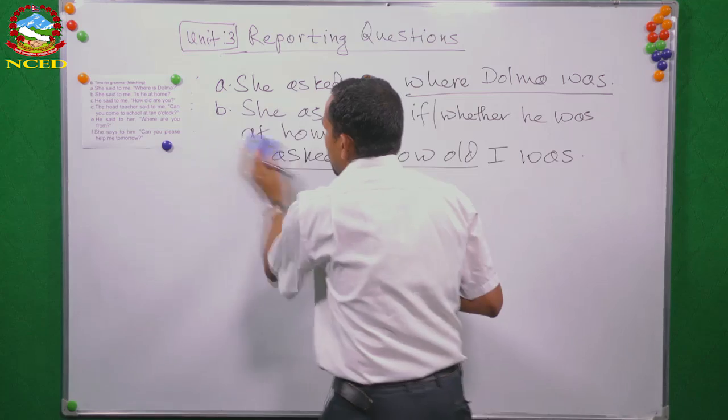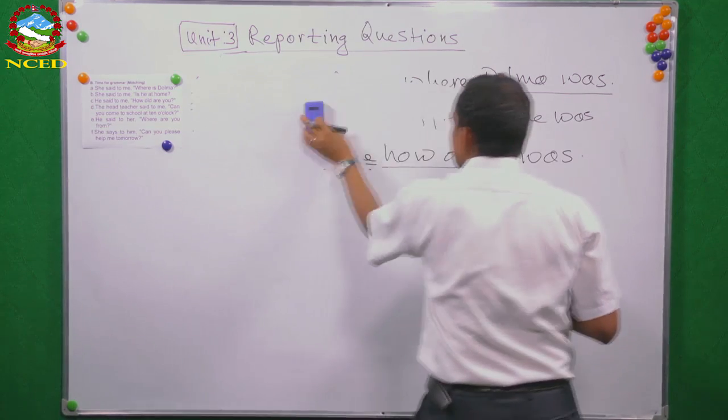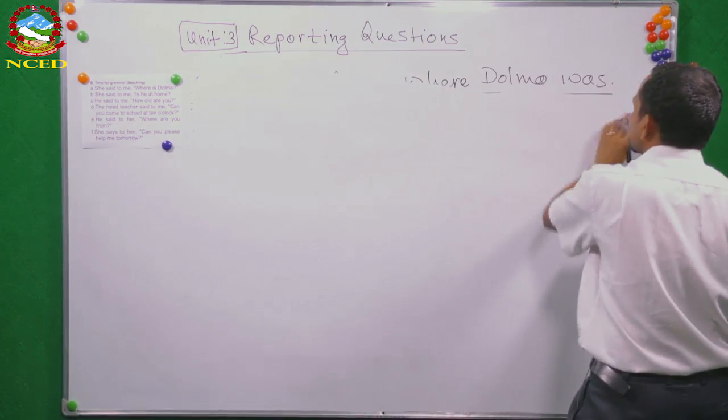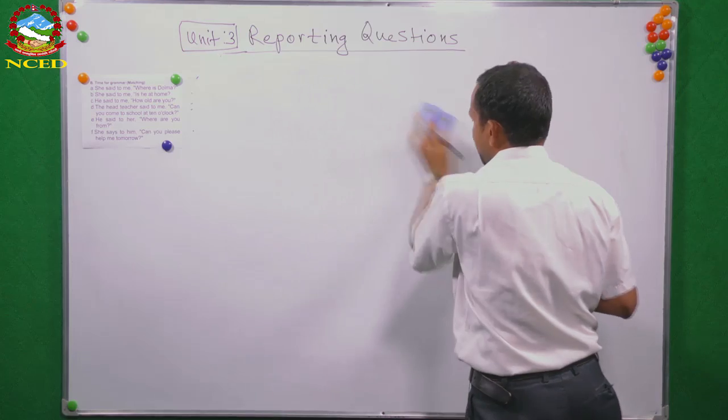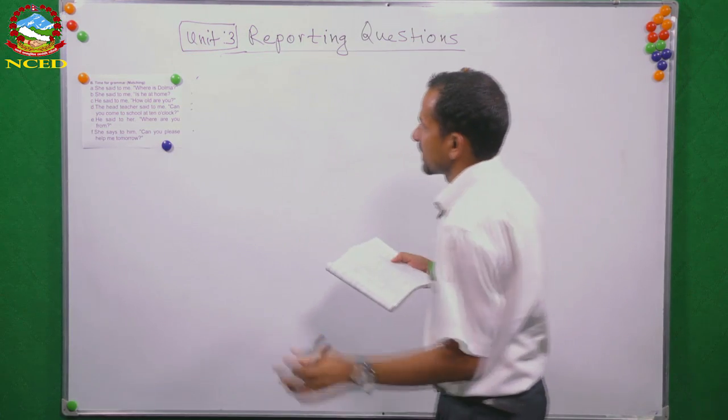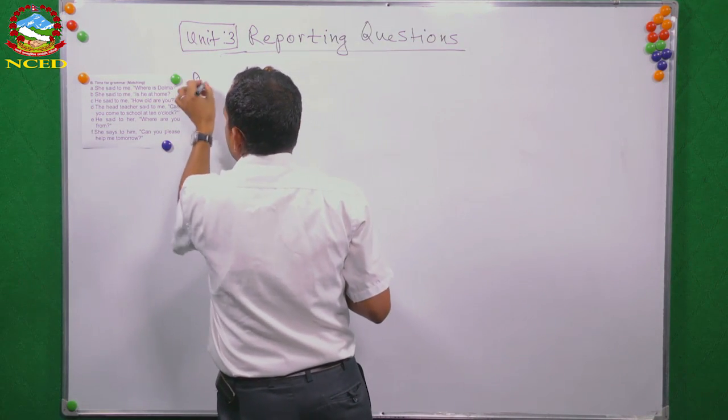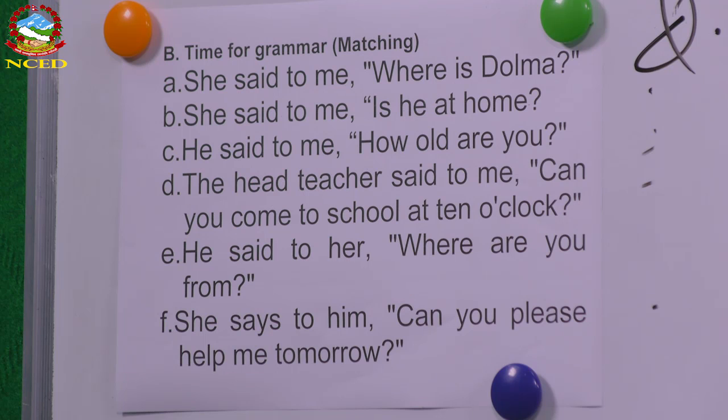And now let's do number D. You don't try to copy, you can do it yourself. You just look at me and listen to the explanation. Okay, number D is the head teacher said to me, can you come to school at 10 o'clock? Now the subject is the head teacher.